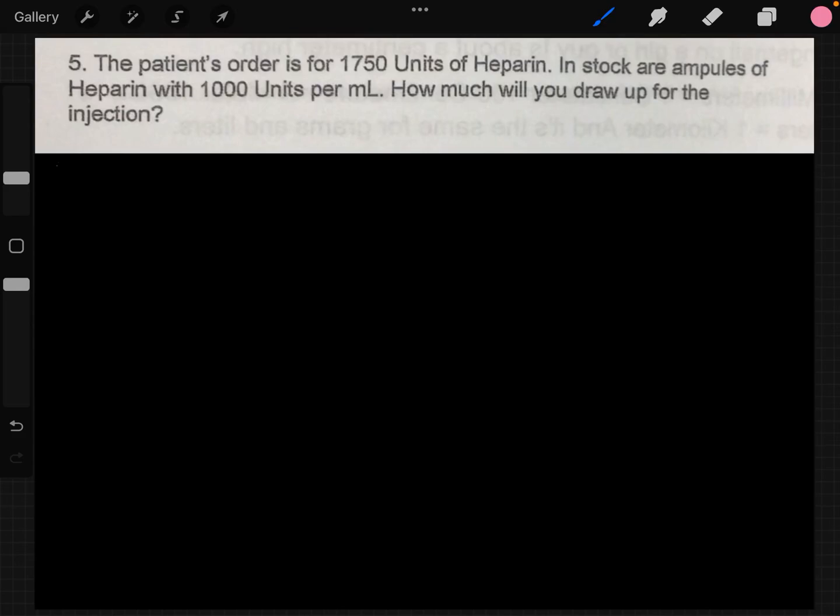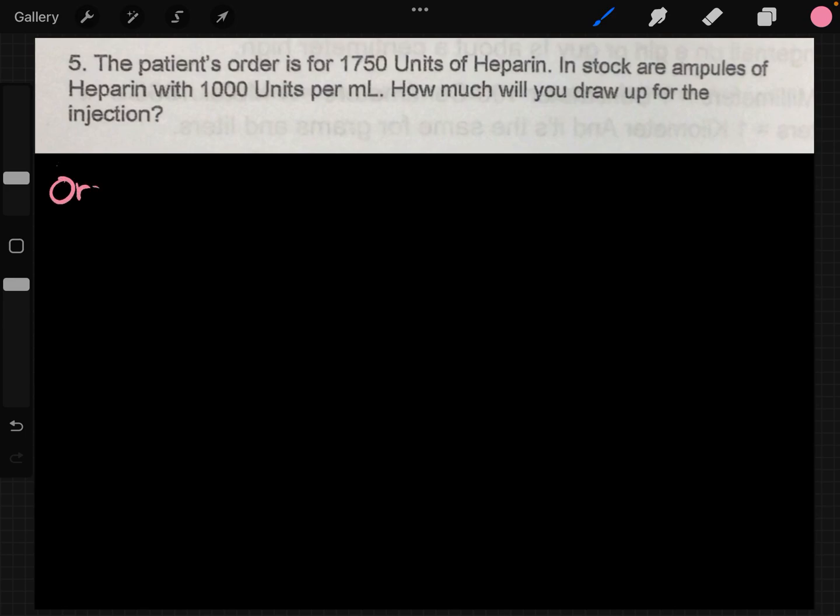So we're going to be continuing with the calc problems we left off on, starting with number 5. The patient's order is for 1,750 units of heparin. In stock are ampules of heparin with 1,000 units per milliliter. How much will you draw for the injection?